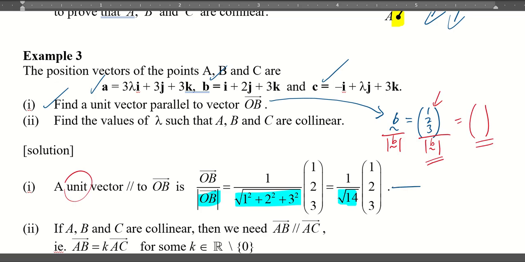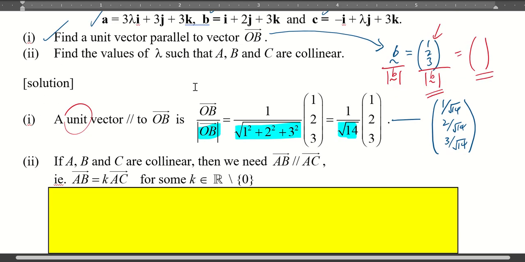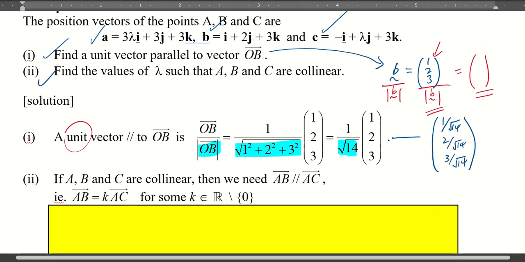Another way to see it is this way: you multiply 1 over root 14 into each of the xyz components. Part 2, find the values of lambda such that A, B, C are collinear.